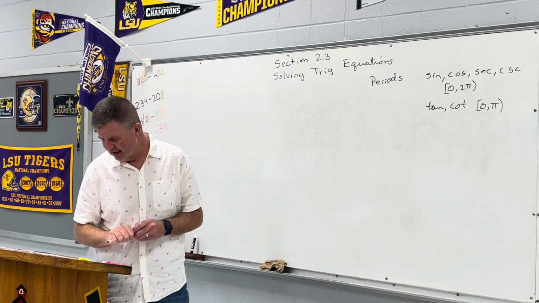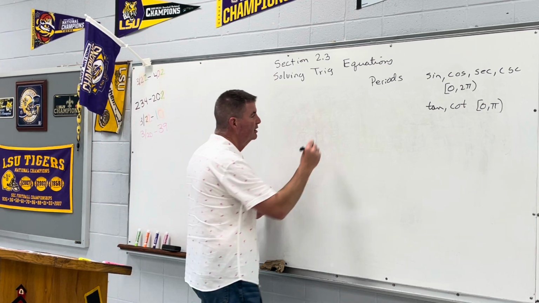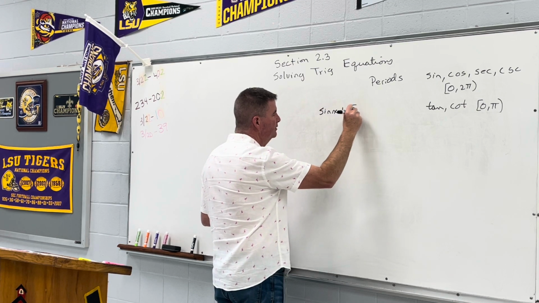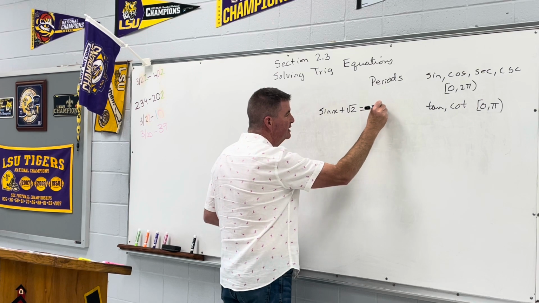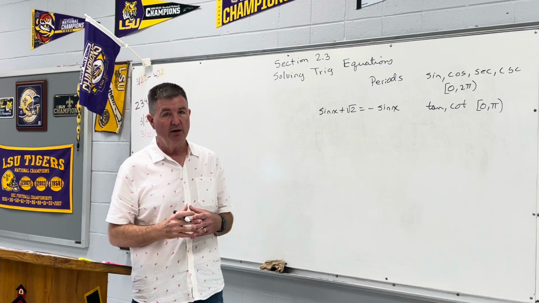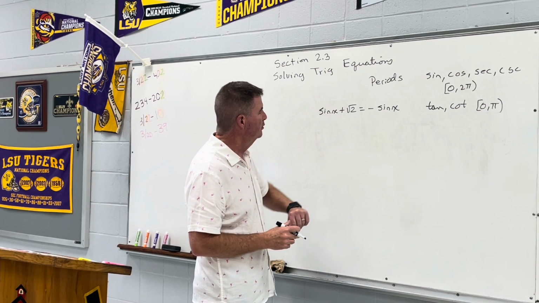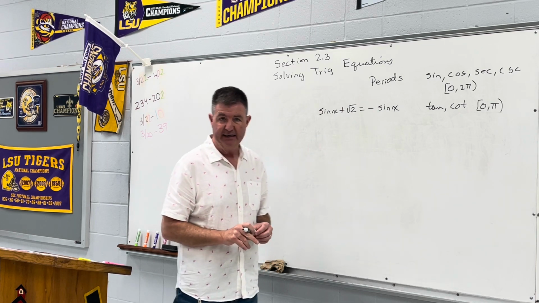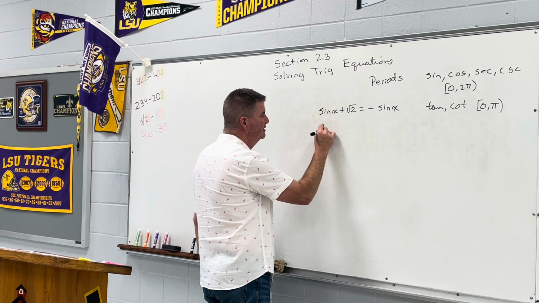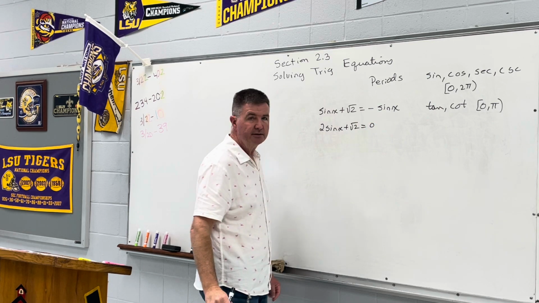The first problem says solve sine x plus the square root of 2 equals negative sine x. Just like in algebra, we need to zero out what we have and bring everything else away to solve for our variable, x. First I'm going to bring the sine x to the left, giving me 2 sine x plus the square root of 2 equals 0.